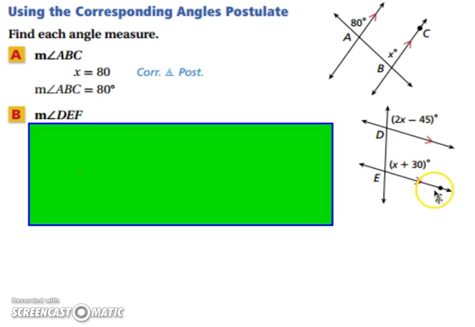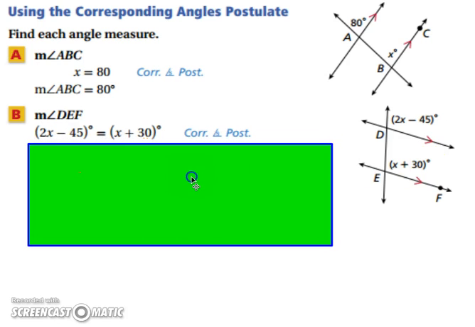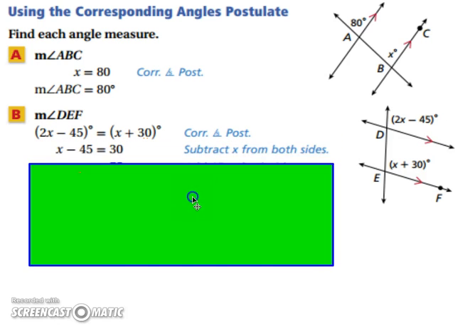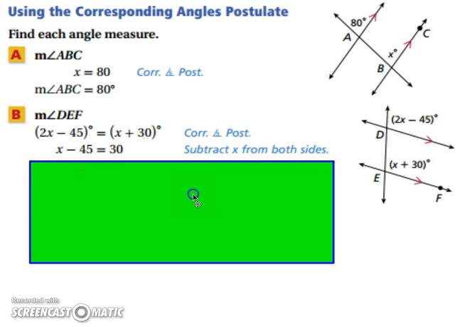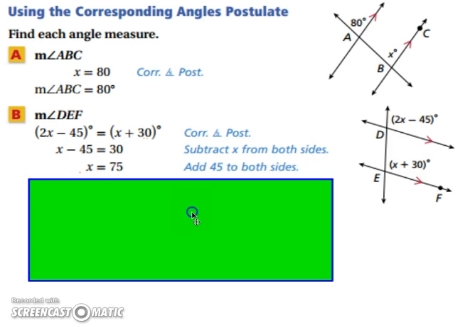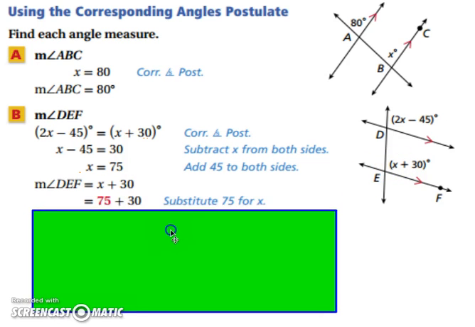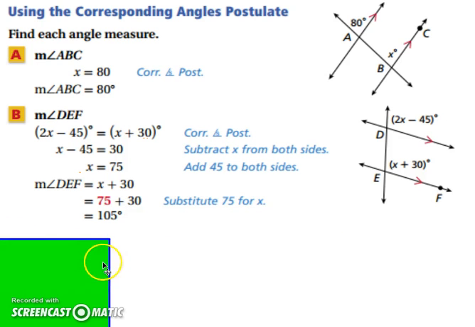This one's a little bit trickier because it involves some algebra. However, the same philosophy still exists. We know that this angle here and this one here must be congruent. So let's set them equal to each other, and now we can solve for x. So x minus 45 equals 30. Add 45 to both sides, and x equals 75. We are not done yet. We wanted to know the measure of angle DEF. So plug 75 in for x, or substitute that in, and we have 75 plus 30, which gives us 105.